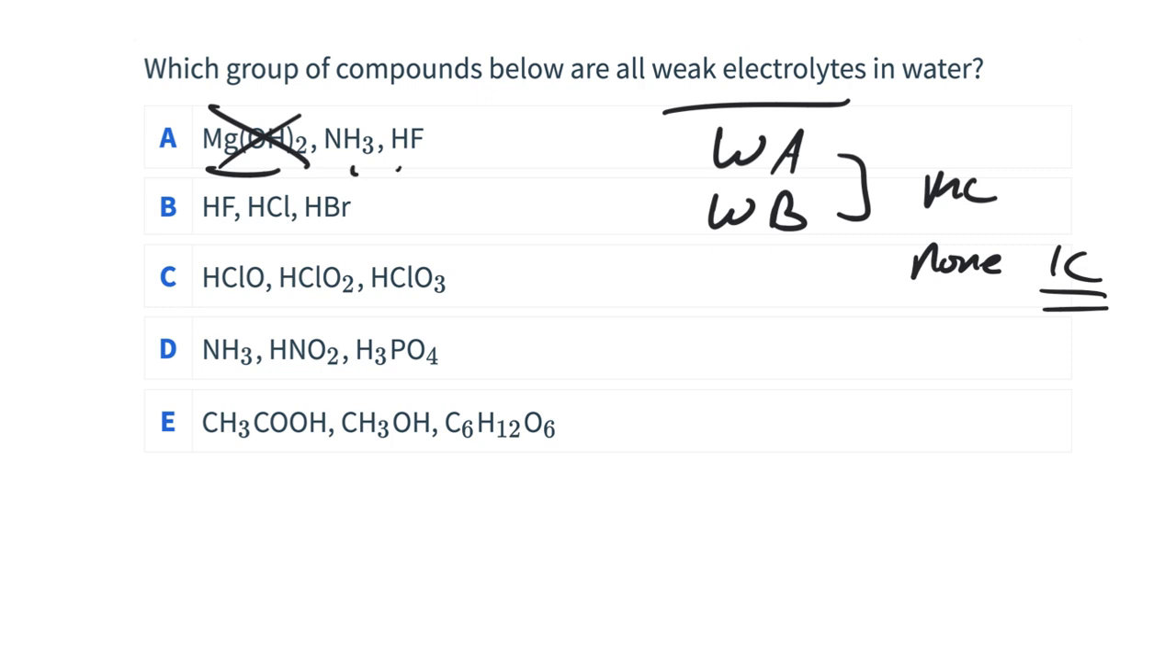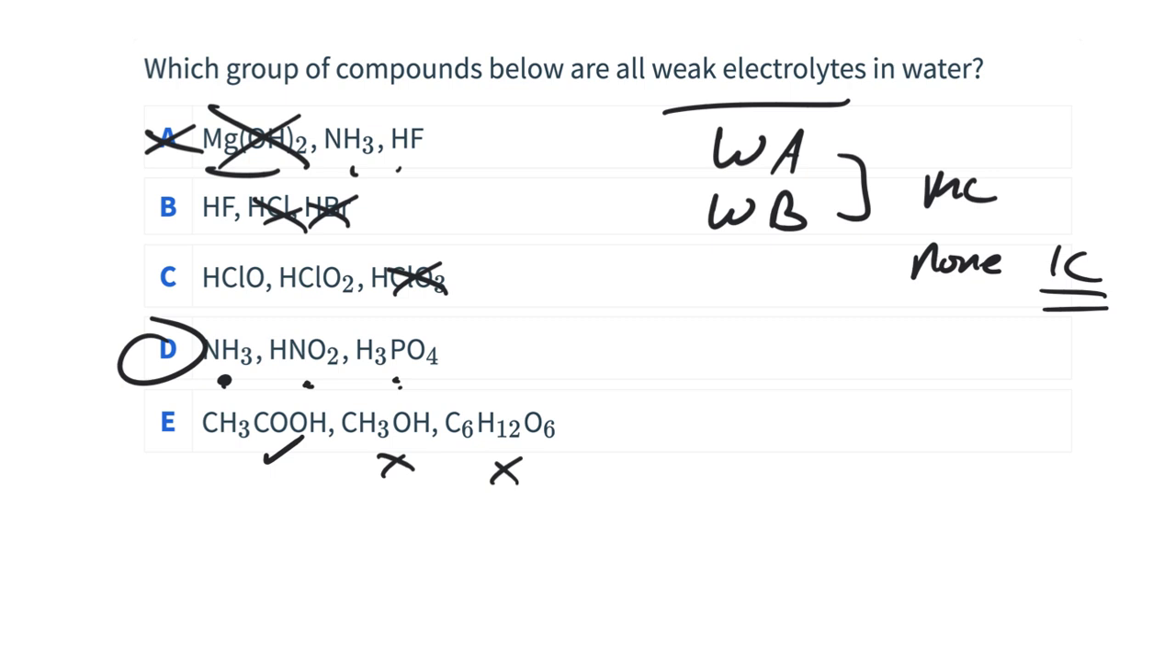Ammonia and HF are weak, but A would not work because of the magnesium hydroxide. HCl and HBr are strong electrolytes because they're strong acids. HClO3 is a strong acid. This looks good. So we have the weak base, ammonia, and 2 weak acids here, nitrous and phosphoric. So D looks good. And then we do have a weak electrolyte for acetic acid, but not methanol. That's a non-electrolyte. Sugars are key examples of also being non-electrolytic in water.